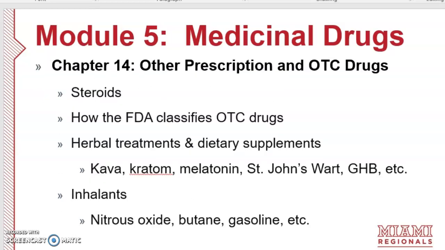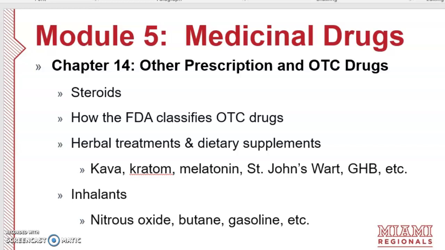In Chapter 14, we'll talk about other prescription and over-the-counter drugs. The book actually talks about birth control pills in this chapter. However, since I have never heard of anybody ever abusing their birth control pills, and they're not really psychoactive drugs in the way that other drugs are that we talk about in this class, we won't actually talk about birth control pills in this class, but you can certainly read about them in the book. It is very interesting. We will talk about the use and abuse of steroid drugs, though.